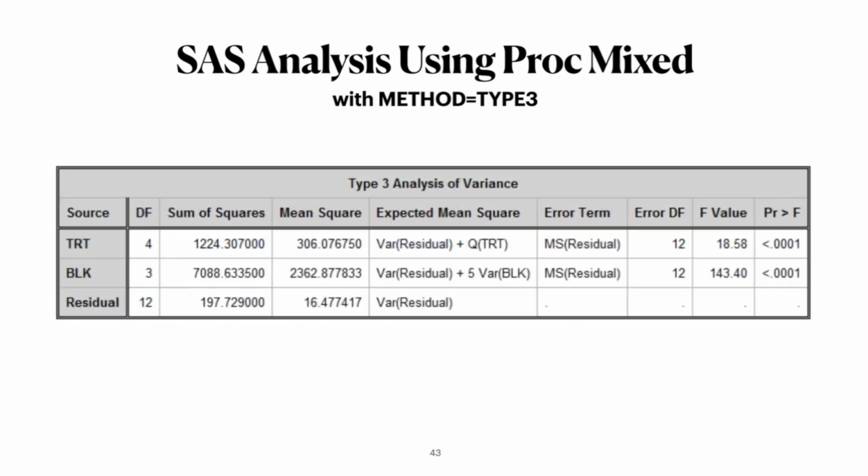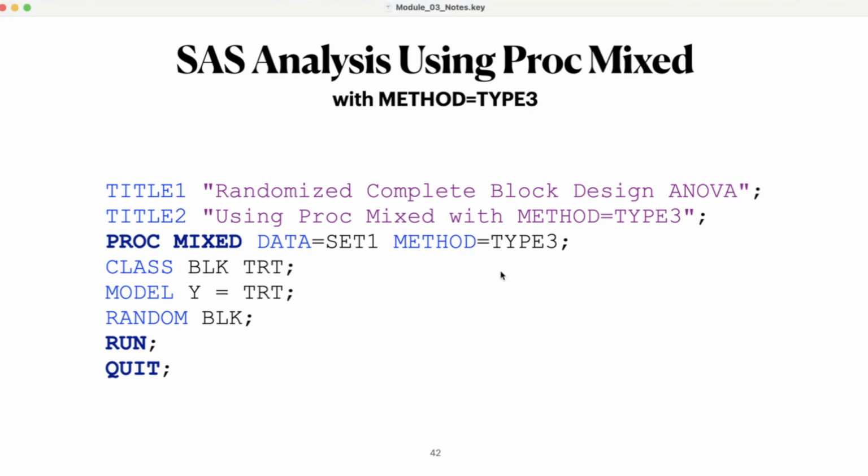And so let's take a look at the output. We can see here that this is a snippet from the SAS output. And we have here the ANOVA table. SAS proc mixed is producing this ANOVA table explicitly because I specified method equal type 3. If I did not specify method equal type 3, if I didn't specify any method at all, then it would default to residual maximum likelihood. That's its default.